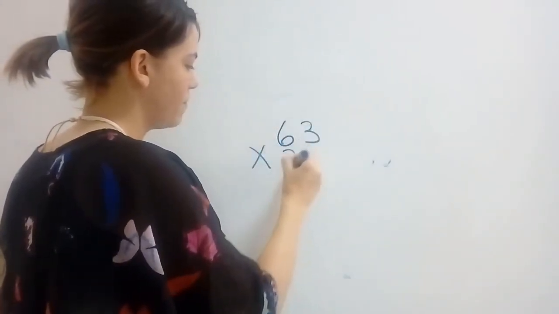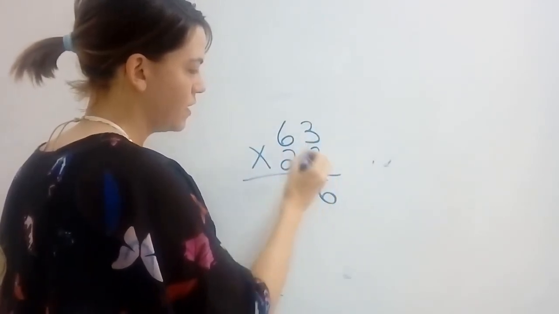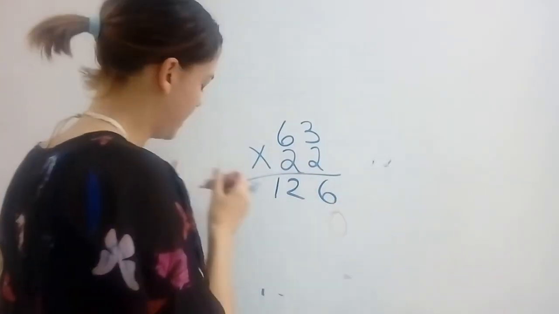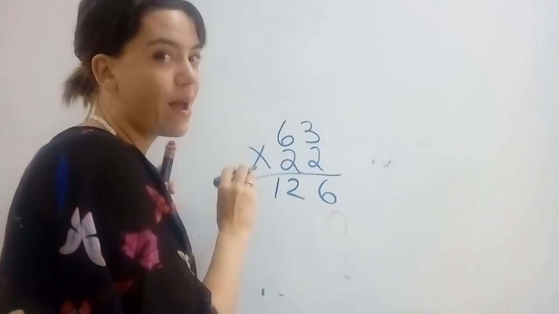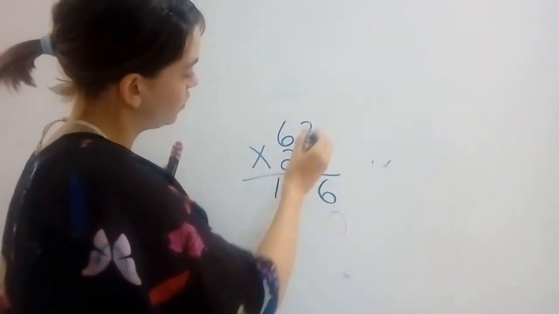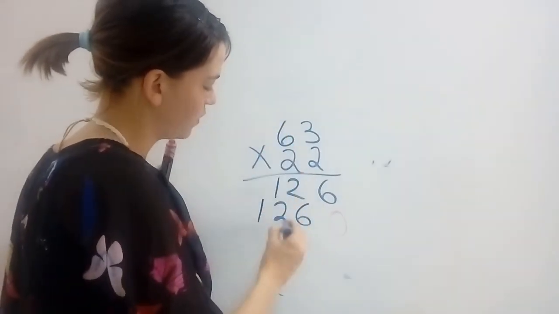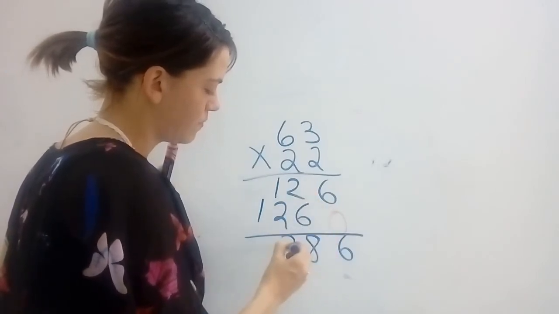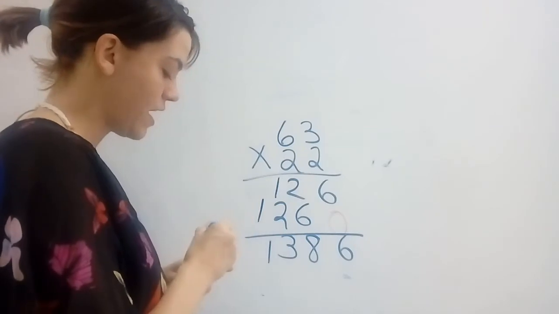63 multiplied by 22. 2 times 3, 6. 2 times 6, 12. Now multiply the tens. Don't forget to add your 0. Don't forget to line it up nicely and neatly so you can tell what you're adding. 2 times 3, 6. 2 times 6. Look at that. 12. Now you add them. The answer is 1,386.